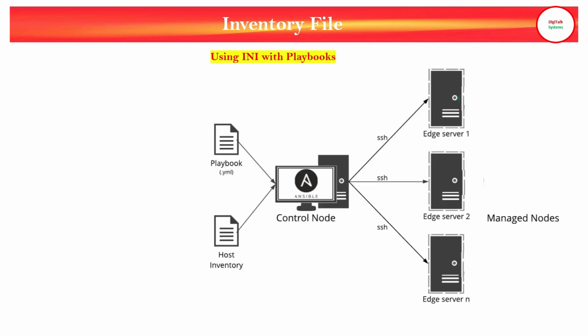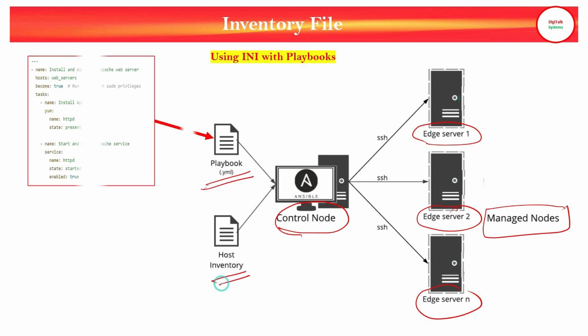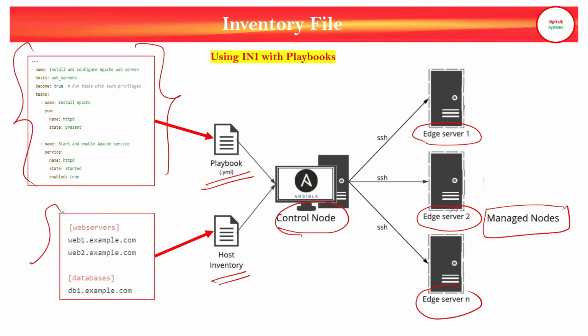Now this is the architecture that we have seen in the initial session. This is your control node, and these are the three managed nodes where we are going to run the playbooks. This is our playbook, and this is our main inventory file. This is a small example of a playbook, and this is the inventory file.